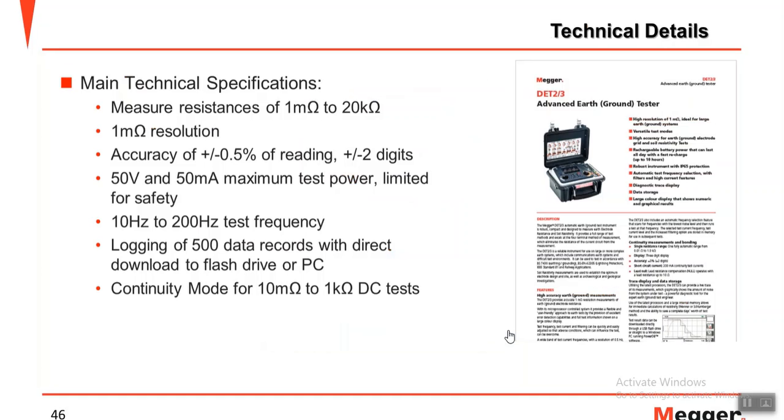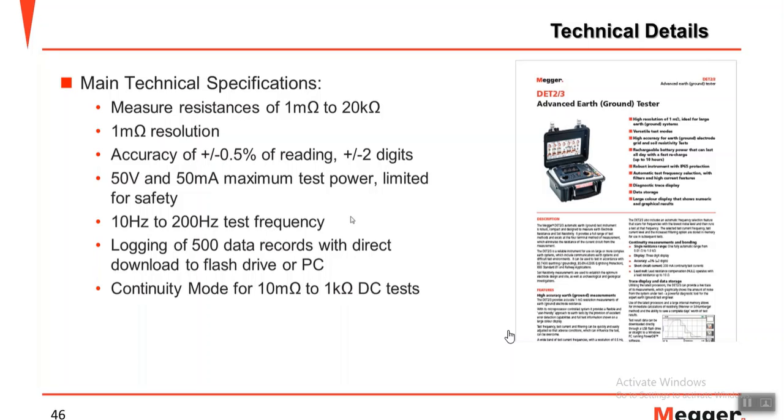And also talking about precise measurement, this is very good because this equipment has 1 milliohm resolution. So if you expect the ground system to be less than 1 ohm or less than 0.5 ohm, I think it is very good measurement because it has very low resolution, 1 milliohm, with an accuracy of 0.5%.